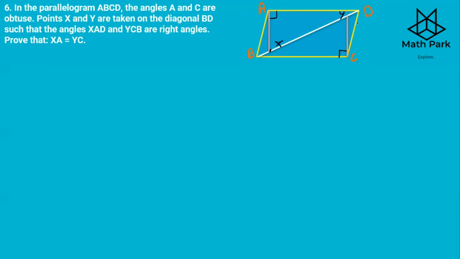So to prove XA is equal to YC, which triangles do we need to prove congruent? That is what we have to focus on. So which are those triangles? Let us start with the proof. Given and to prove, you have to write, children. Okay. So in triangle XAD and triangle YCB, let us understand what all things are given to us.